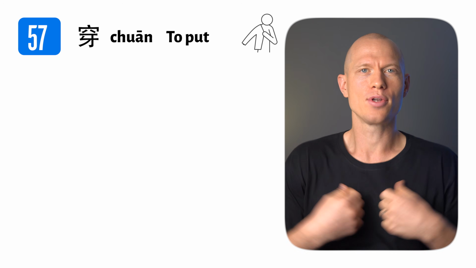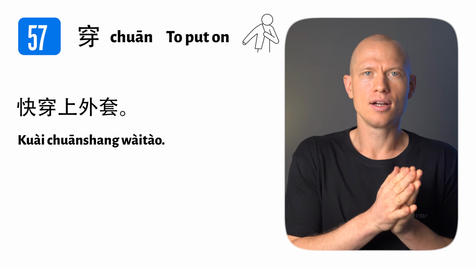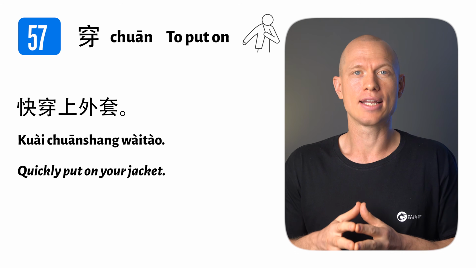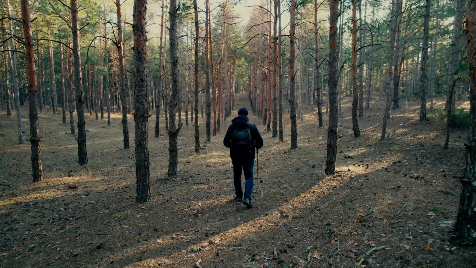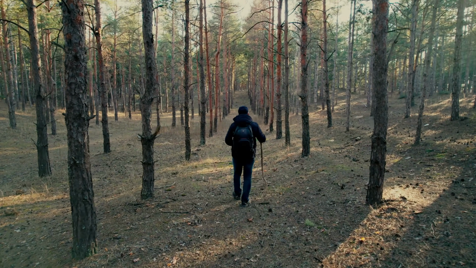Next up is 穿, which I guess most commonly is to put on clothes. 快穿上外套. Quickly put on your jacket or put on your jacket quickly. But 穿 also is very commonly used to mean to go through something. So you can go through the forest or the park.